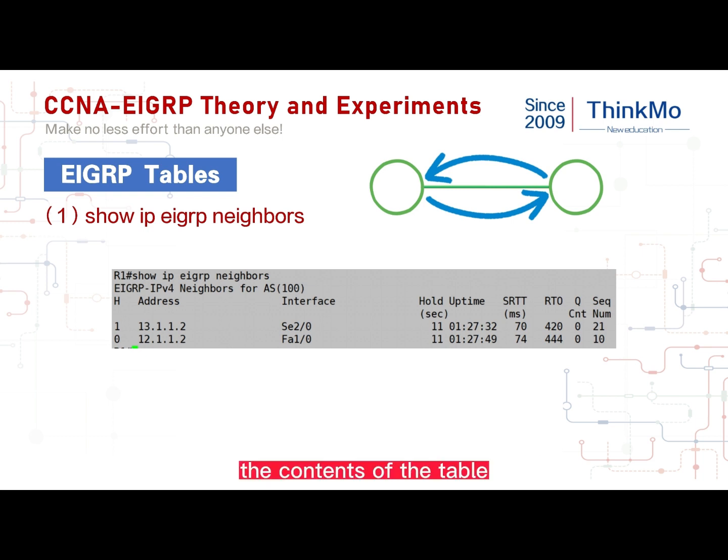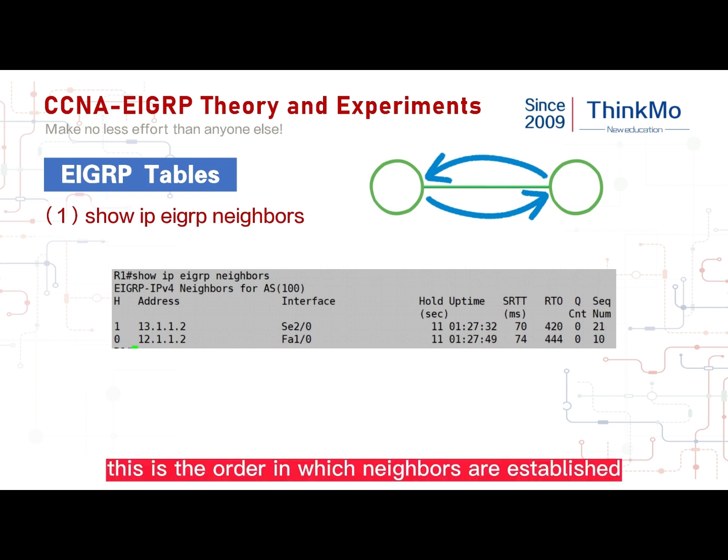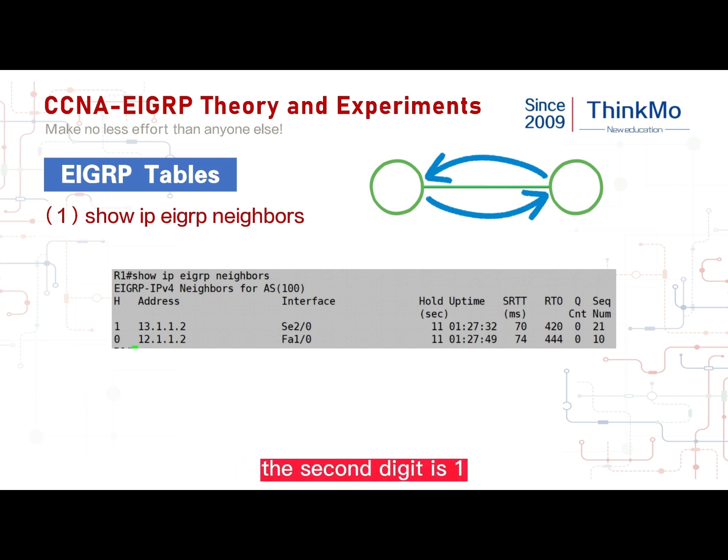The contents of the table are in the picture I'm showing now. Let's take a quick look. First look at the first column, H. One is 0, one is 1. This is the order in which neighbors are established. In computer language, the first digit is always 0, and the second digit is 1. So the one below is the first established neighbor, and the one above is the second established neighbor. This is the order between them. This is just an identification. The following is more important. This one is called address. Please be careful.